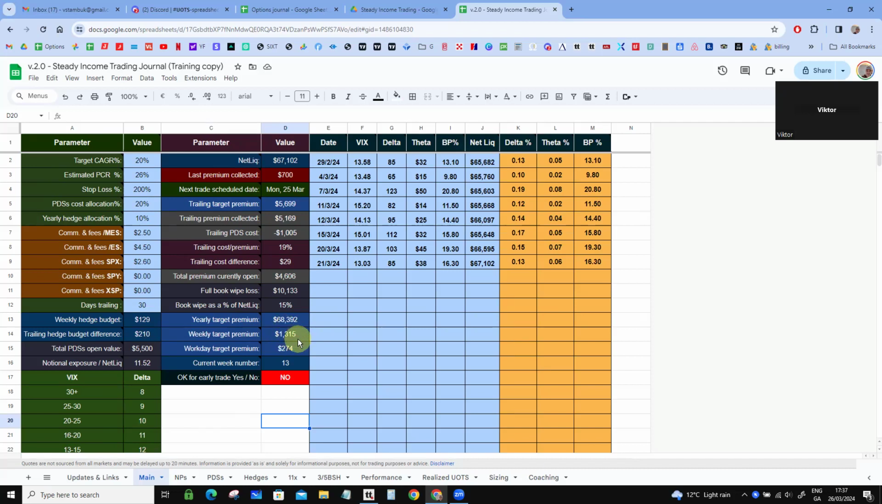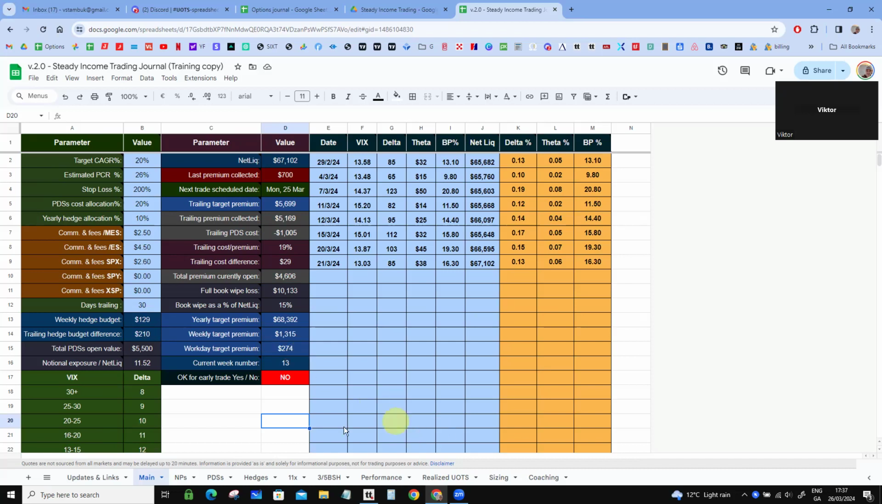Now, this doesn't mean you have to sell exactly this much per week, but what we want is to not sell any more than this per week, because that would slow down the schedule and we would be putting on less than one trade per week, and that's not what we want. We want to try to do at least one trade per week. Actually, the more the better, but it's not necessary.